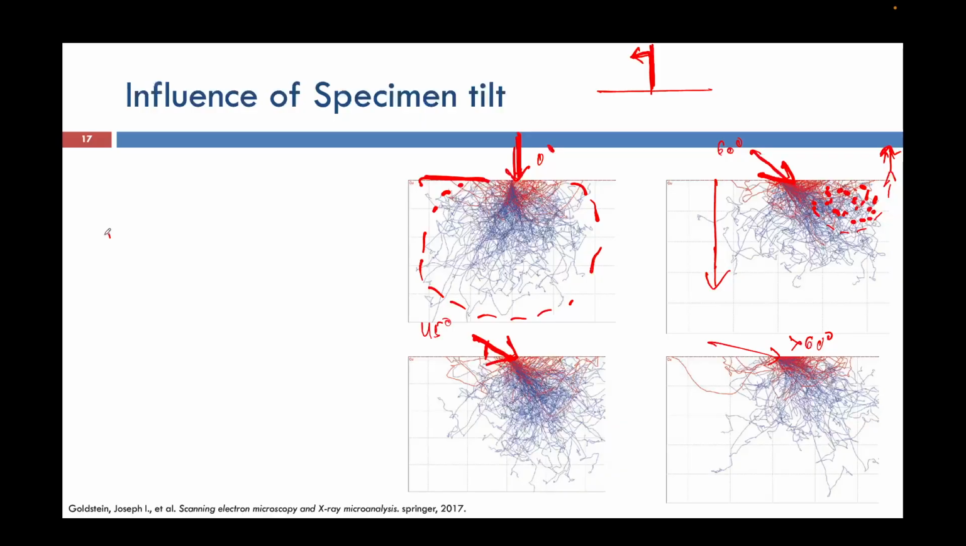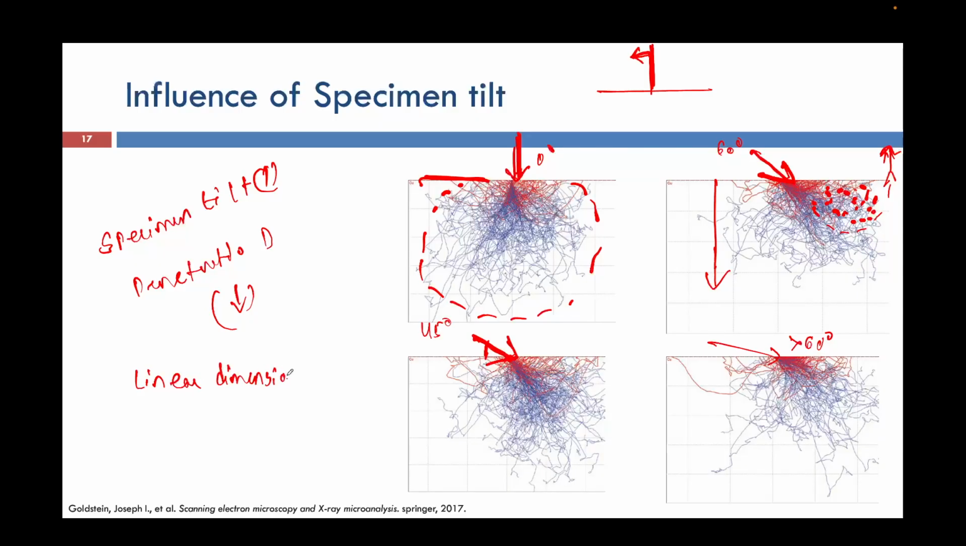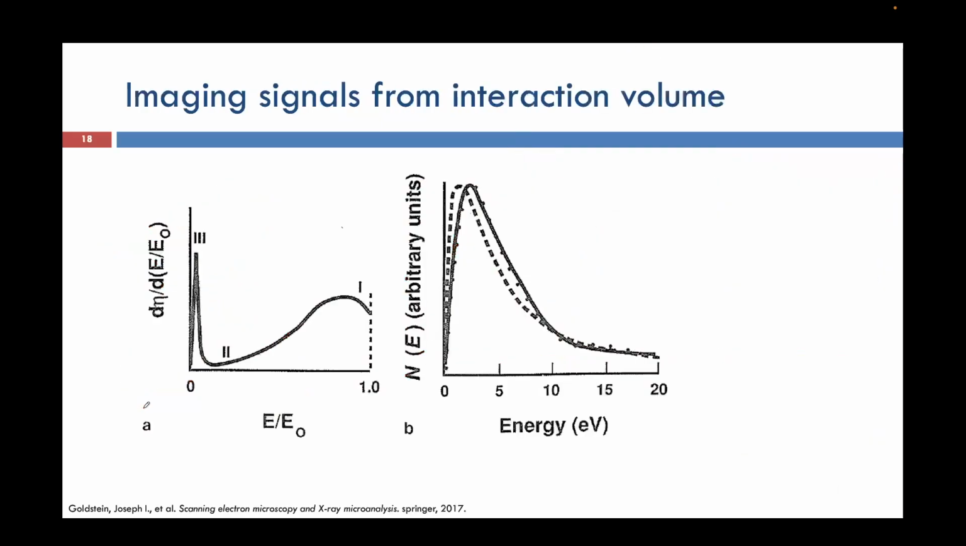So if I increase the specimen tilt, what will happen in that case? Penetration depth will decrease. Okay, all of this I am talking in linear dimension. That means linear dimension means the trajectory of the incident electron beam. Okay, so this is what will happen regarding the interaction volume.